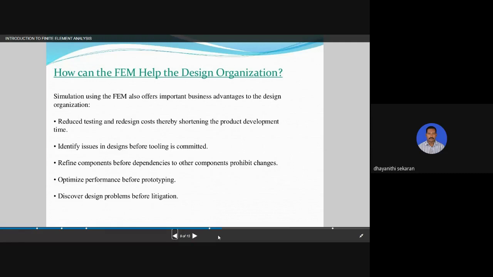How can the FEM help the design organization? Simulation using FEM also offers important business advantages to the design organization: reduced testing and redesign cost, thereby shortening the product development time; identify issues in designs before tooling is committed; refine components before dependencies to other components prohibit changes; optimize performance before prototyping; and discover design problems before litigation.